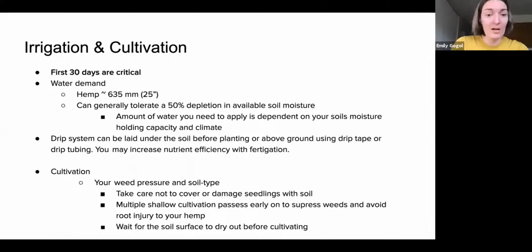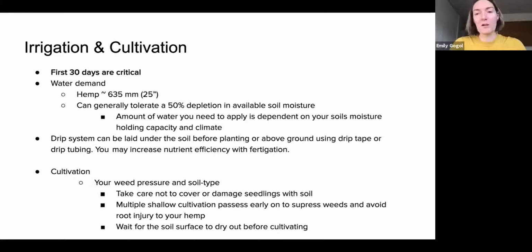From what we've seen, with cultivation, weed pressure is huge. Take care not to cover or damage seedlings with soil. They are pretty sensitive in the first couple weeks. When you cultivate with a tractor, multiple shallow passes early on to suppress weeds and avoid root injury is important. Initially, it's very shallow rooted, and the plants don't always develop a super deep root structure depending on your soil type in your area. I mean, hopefully they do. That's the idea. They should, but farms are different.